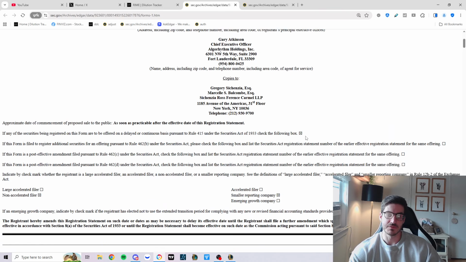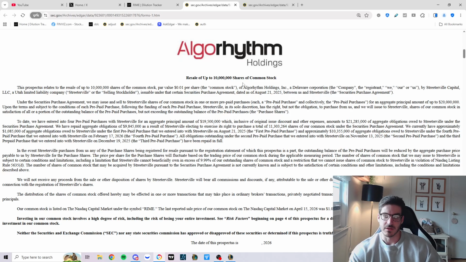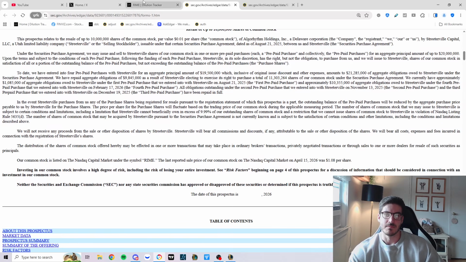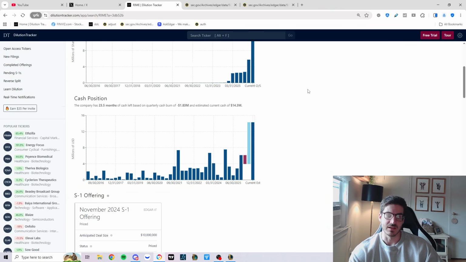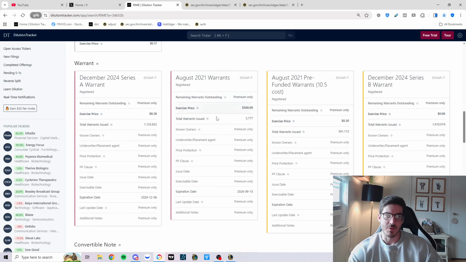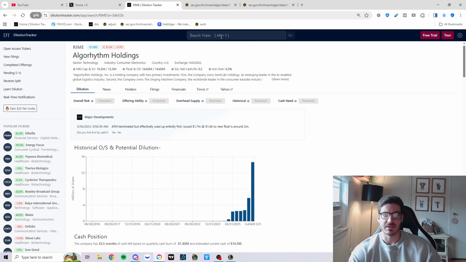Obviously, each one is different. This is a resale up to 10 million. It talks about how they've entered into a prepay, and so on. So this is just like paying stuff back, right? You have warrants. Warrants are usually attached to an offering.